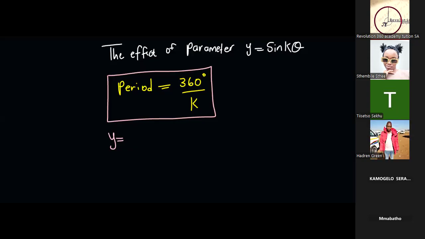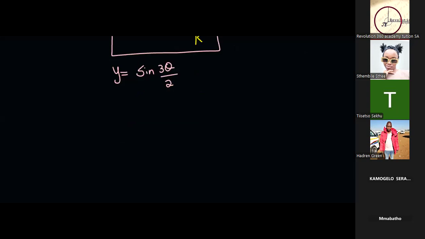y is equal to sine of 3 theta all over 2. So now let's find the following. I'm just going to make this as an example, our example number 1. I want you to know how we're going to solve the following questions that I'm about to write.